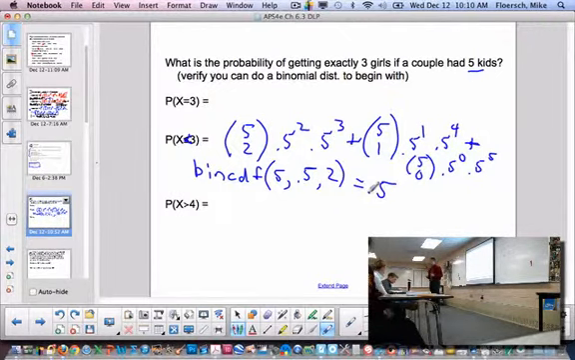Okay, because what if we got a huge sample of 2,000? Do I really want to do a binomial? 2,000, or 1,999, or 1,998, really? There's got to be a better way to do it. And that's what we're going to learn tomorrow.